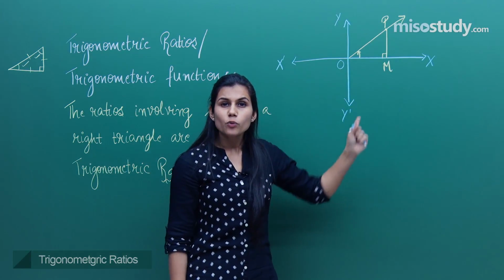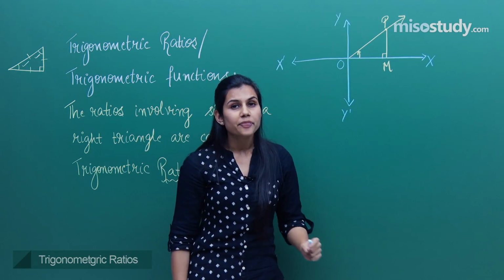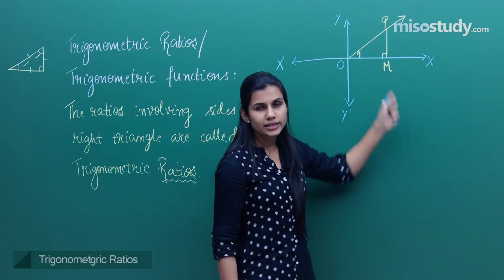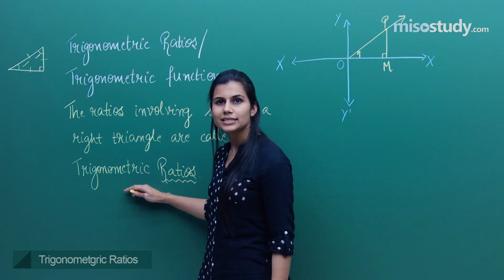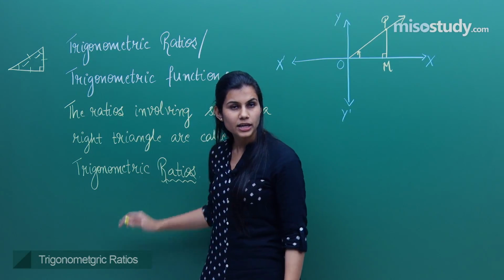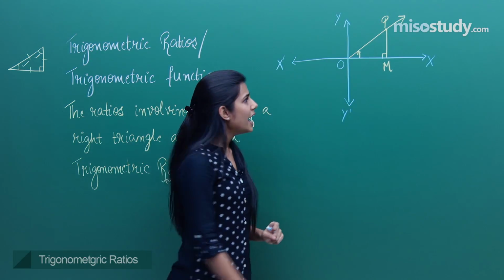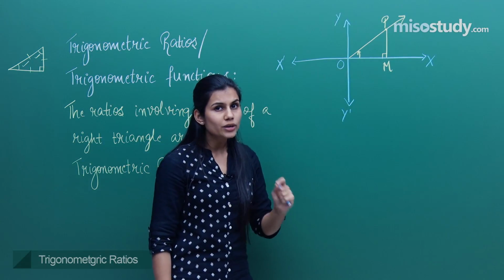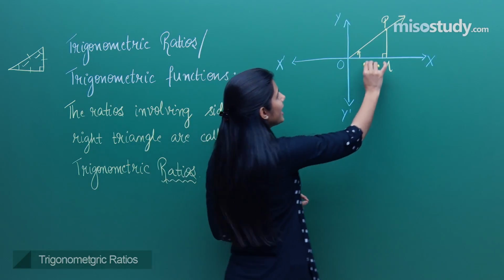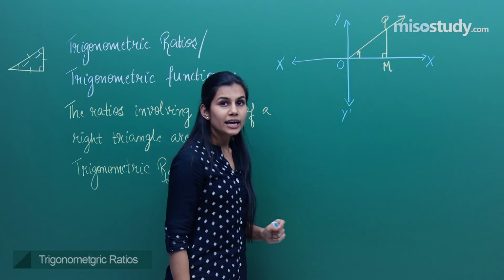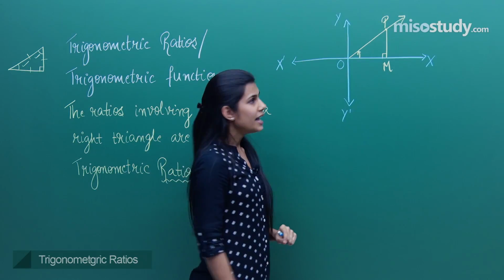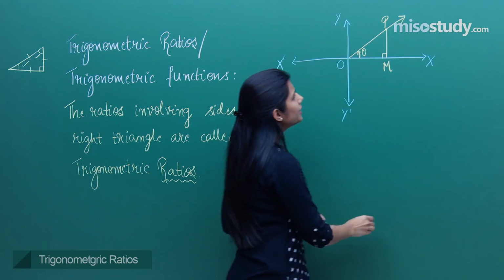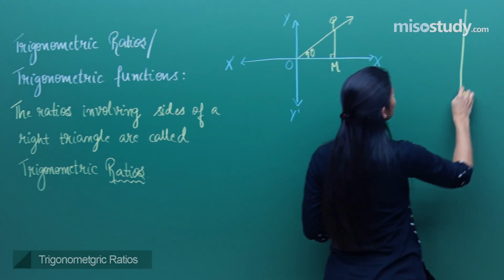We are going to deal with such a right triangle and then establish ratios with the help of the sides of this right triangle and come up with what are known as the trigonometric ratios. What I did over here was start rotating my positive direction of x-axis, which I took as the initial side, and I ended up at the terminal ray lying in the first quadrant, and that resulted in an angle theta.